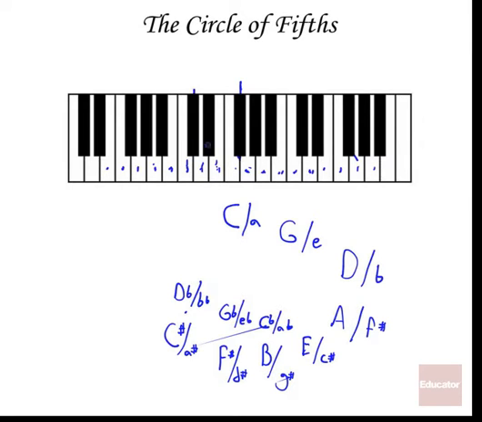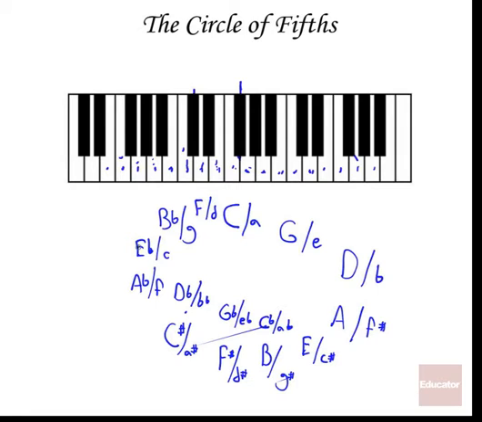And then we're going to continue moving in fifths. So from D flat, we go to A flat or F minor. And then from A flat up 2, 3, 4, 5 to E flat or C minor. And then from E flat 1, 2, 3, 4, 5 to B flat or G minor. And finally, from B flat, we go to F or D minor.